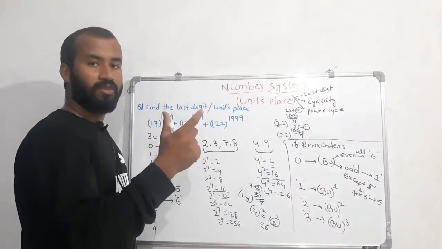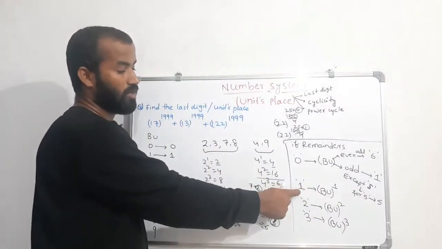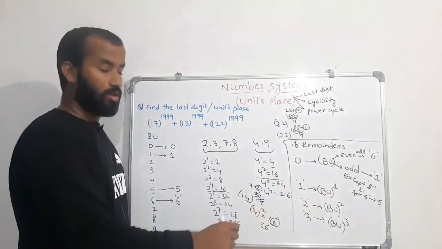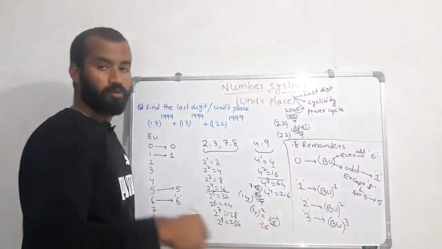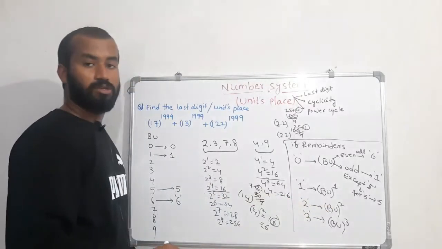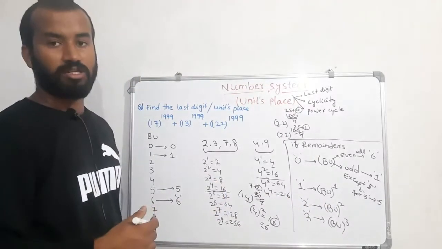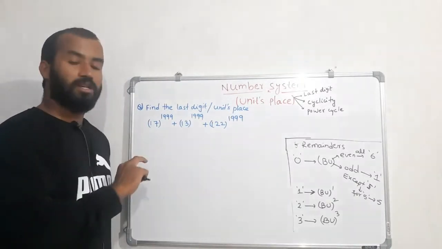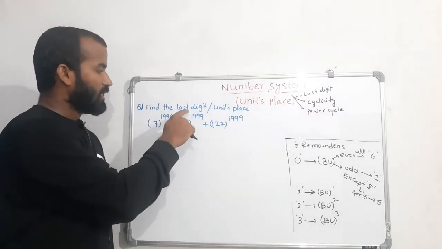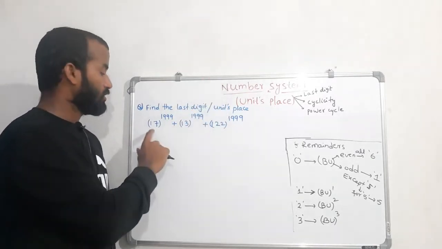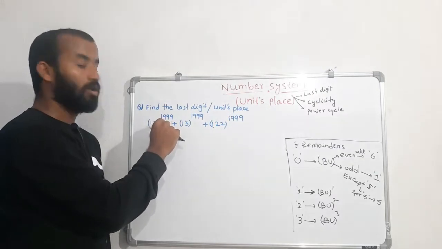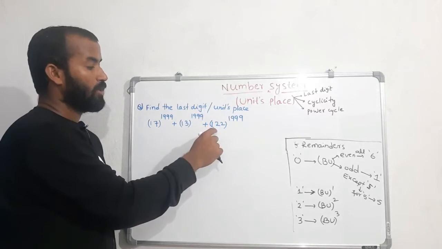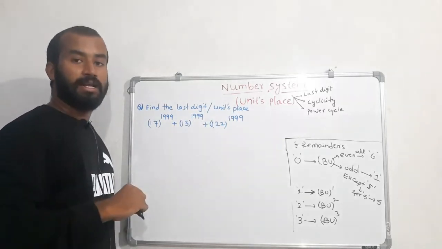Okay, when you divide power with 4, if remainder is 1, you have to make base unit power 1. If remainder is 2, you have to make base unit power 2. If remainder is 3, you have to make base unit power 3. Okay, now we'll solve the problems. Okay, now we'll solve this problem. Find the last digit or units place in the expansion of 17 power 1999 plus 13 power 1999 plus 122 power 1999.